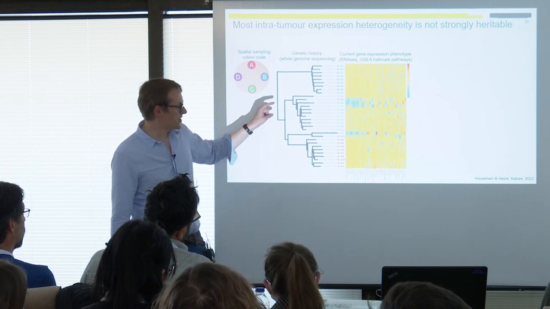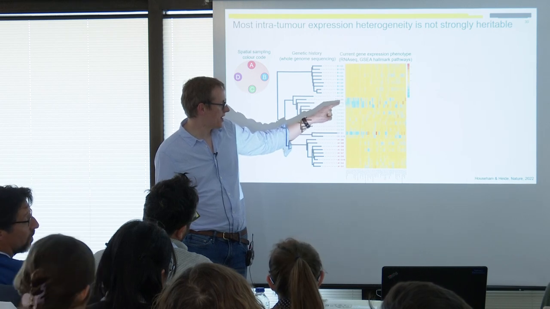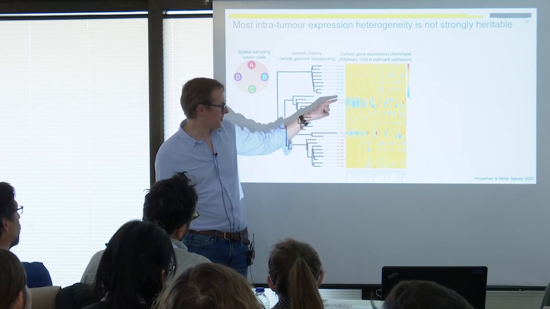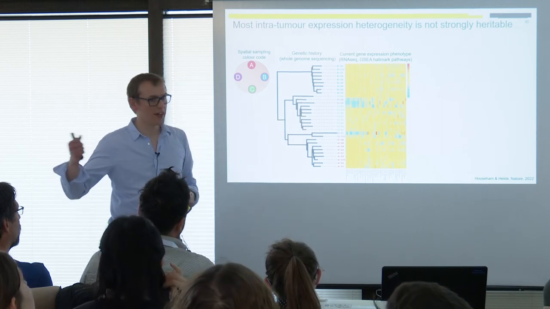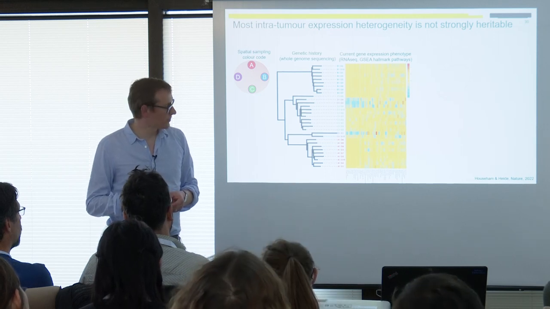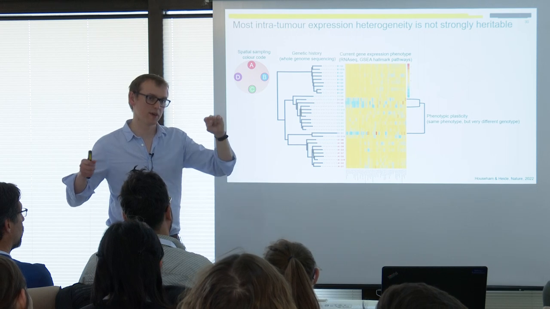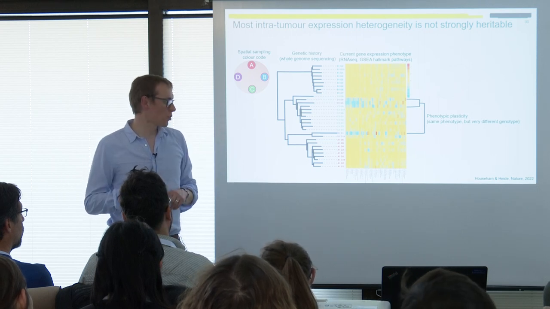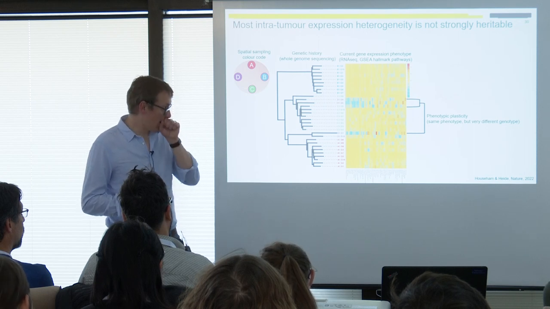And so what you can see straight away is there are patches of clones here, these crypts, which have very similar gene expression patterns to one another, but they are on very different genetic backgrounds. So you can see the same phenotype coming despite very different genetic ancestry. And so I think that's good evidence of plasticity. We see the same phenotype evolving independently or appearing independently, irrespective of the underlying genotype.